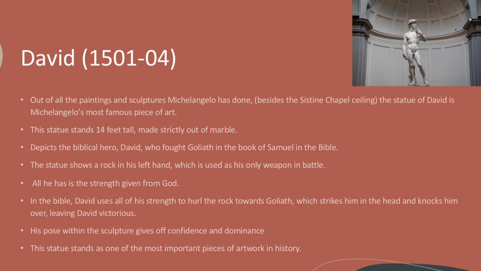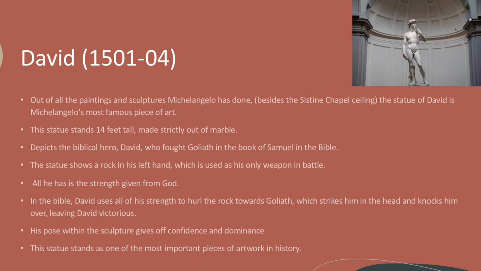Now, this is probably one of Michelangelo's most famous pieces of work, the statue of David. This statue stands 14 feet tall. It is made strictly out of marble. And it depicts the biblical hero, David, who fought Goliath in the book of Samuel, which is in the Bible.